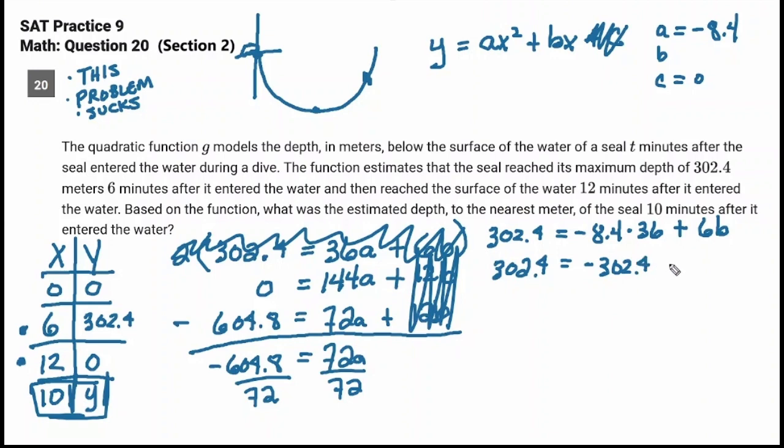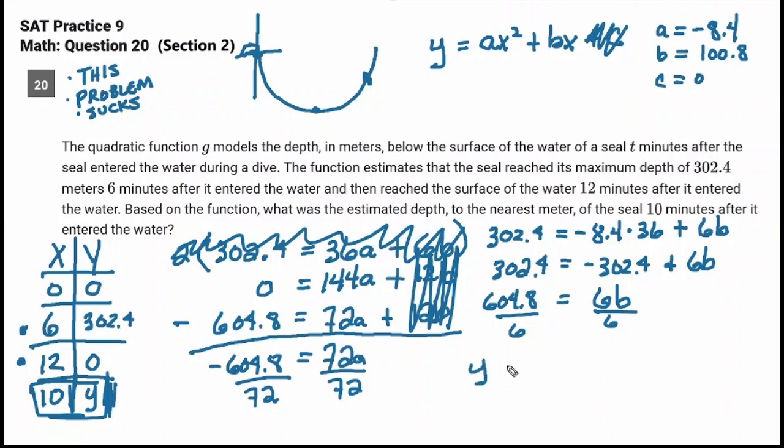302.4 plus 6b. Okay, so the 6b is going to stay on the right. The 302.4 is going to go across, so it's going to be plus 302.4. That's 604.8. Easy enough. Divide both sides by 6. And I'm going to get b equals 100.8. Okay, I got all the information I need. Now I just need to do this right here and solve for y.